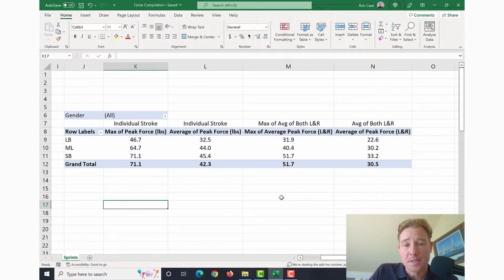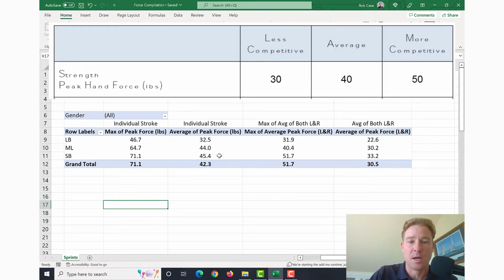So from this data, we're looking at, hey, at least with the shortboards, we're in that range of the swimmers, 30 to 50 pounds on average, maxing out at between 45 and 70 pounds of force. And the longboards are a lot lower than that. The mid-lengths are kind of right there in the middle.